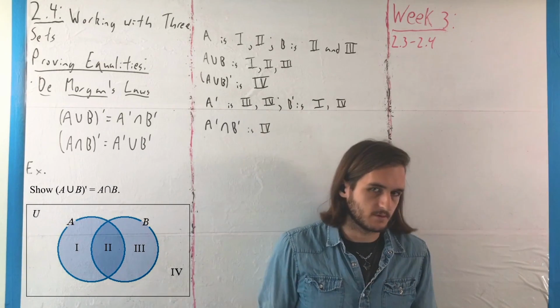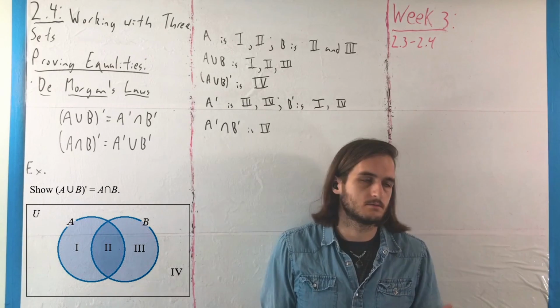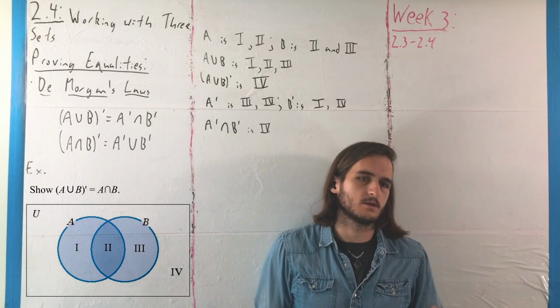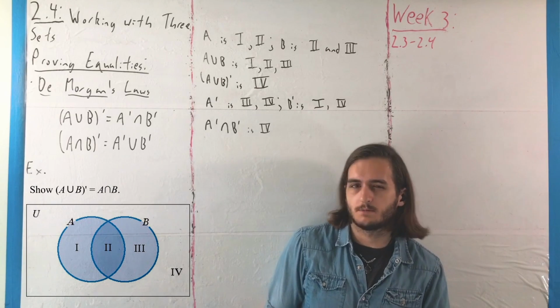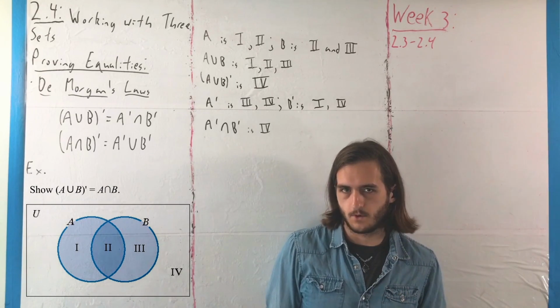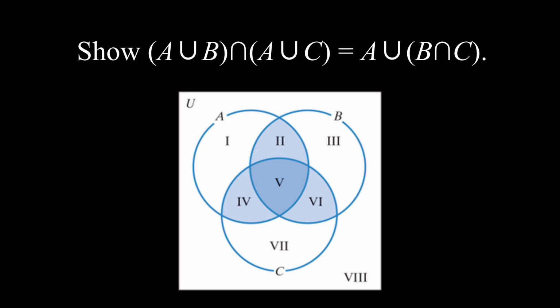And this is only one part of De Morgan's law. If you want to show the other one, it'd work very much the same way with very much the same logic. But instead of doing that, I'm going to do one that's a little bit more complicated, but that we've also seen, at least hinted at, before. So for the given diagram, we want to show that (A union B) intersect (A union C) is equal to A union (B intersect C).